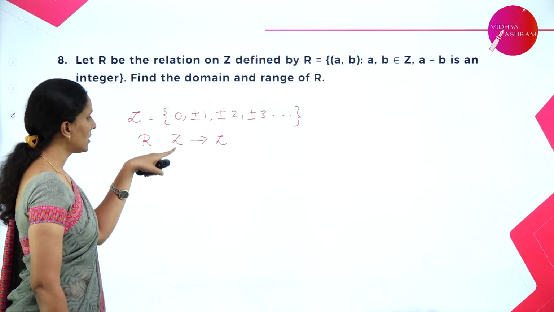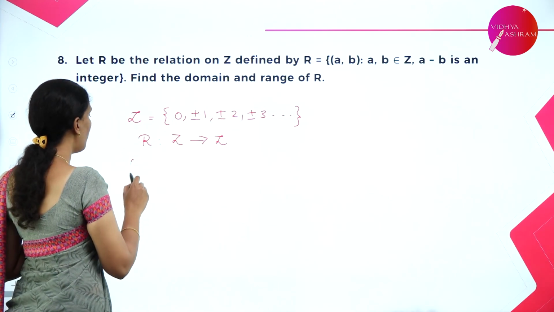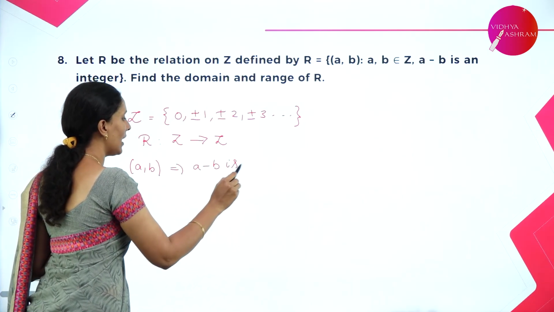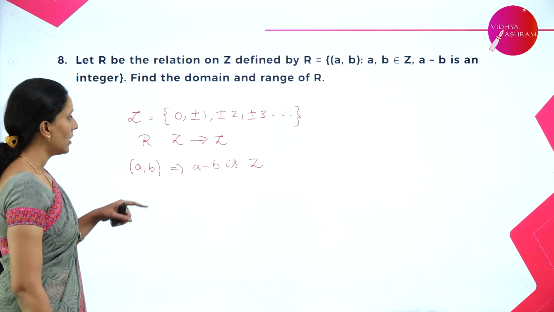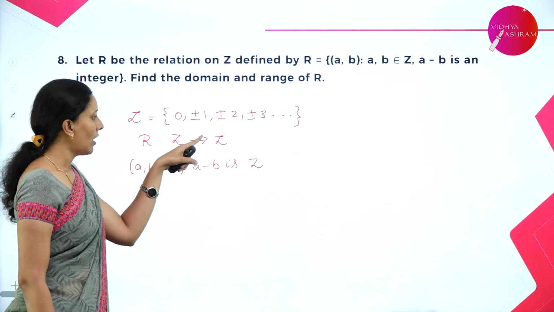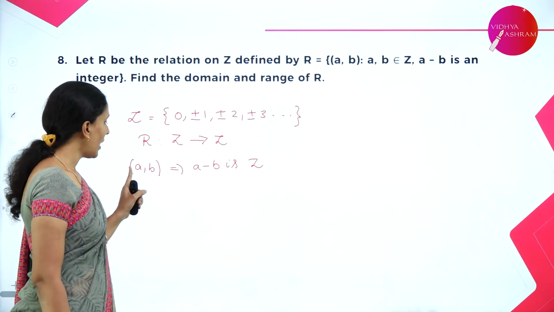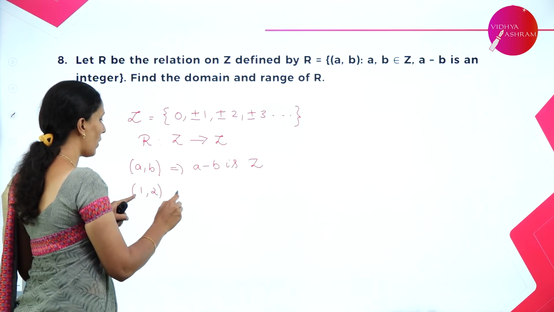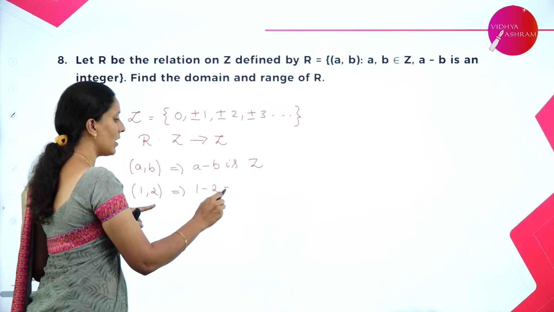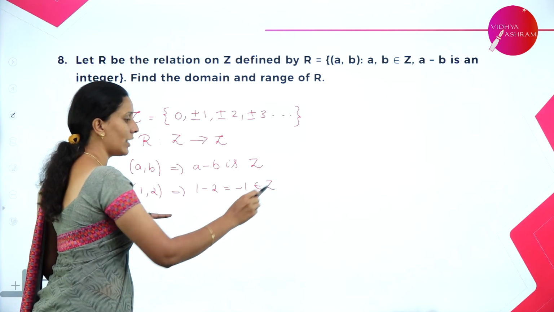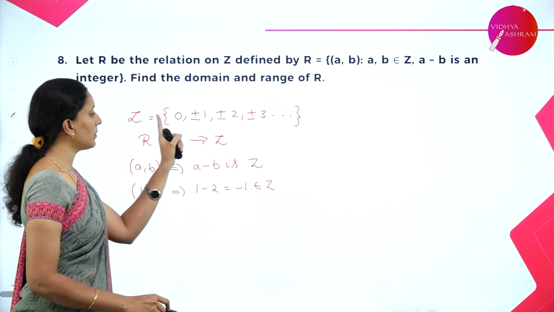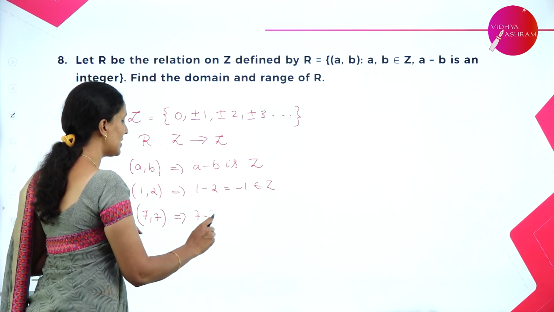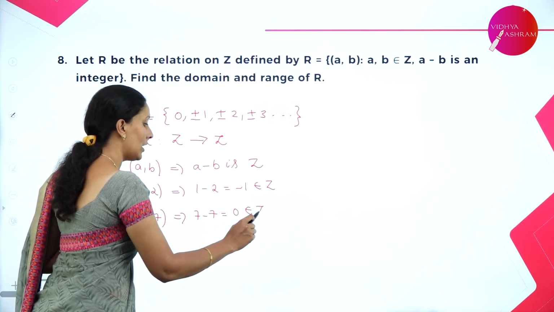Now I need to choose the numbers in the form of (a, b) such that a minus b is again an integer. Suppose I take 1 from this set and 2 from this set. If I write it as (1, 2), then 1 minus 2 is minus 1, which belongs to the set of integers. Suppose I take 7 from here and 7 from here. If I write (7, 7), then 7 minus 7 is 0, which is again an integer.